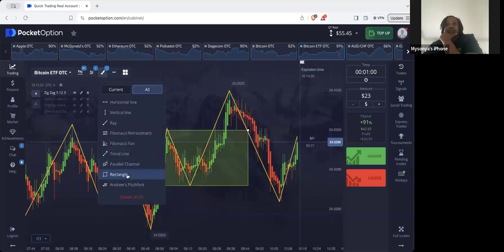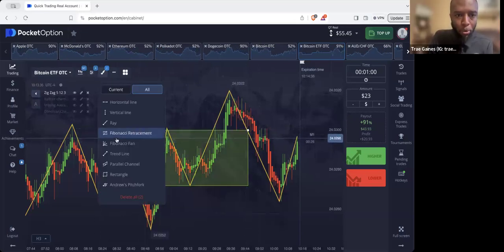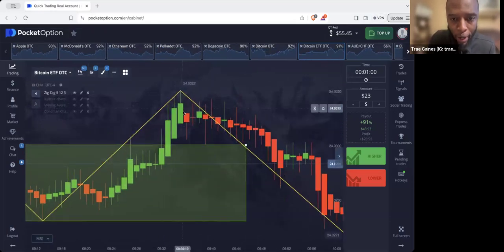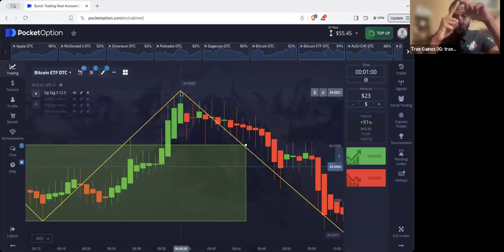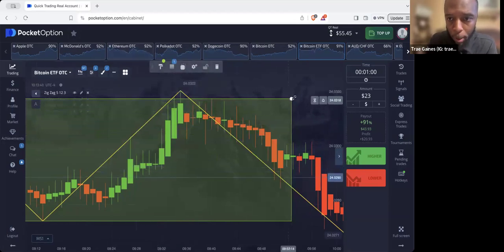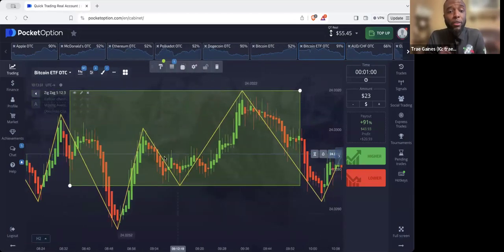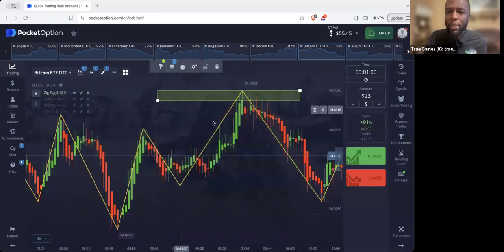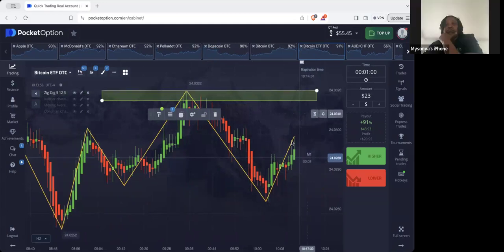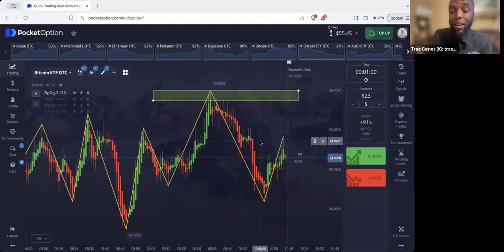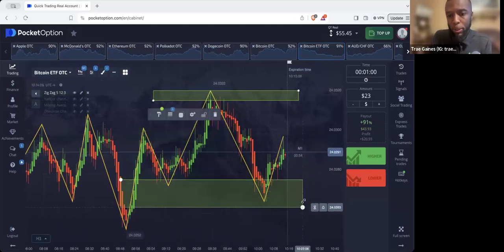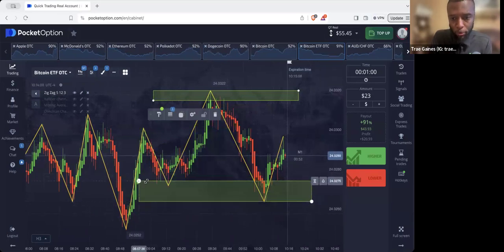So I go up here to the paintbrush, I get this rectangle, and then I find the candle that is attached to the point of the zigzag, and I put the top of the box. You don't have to do this. This is something I do because it shows me that price is really respecting this area. So there's one, and there's my resistance. Now let me find my support, the nearest support, which is right here.